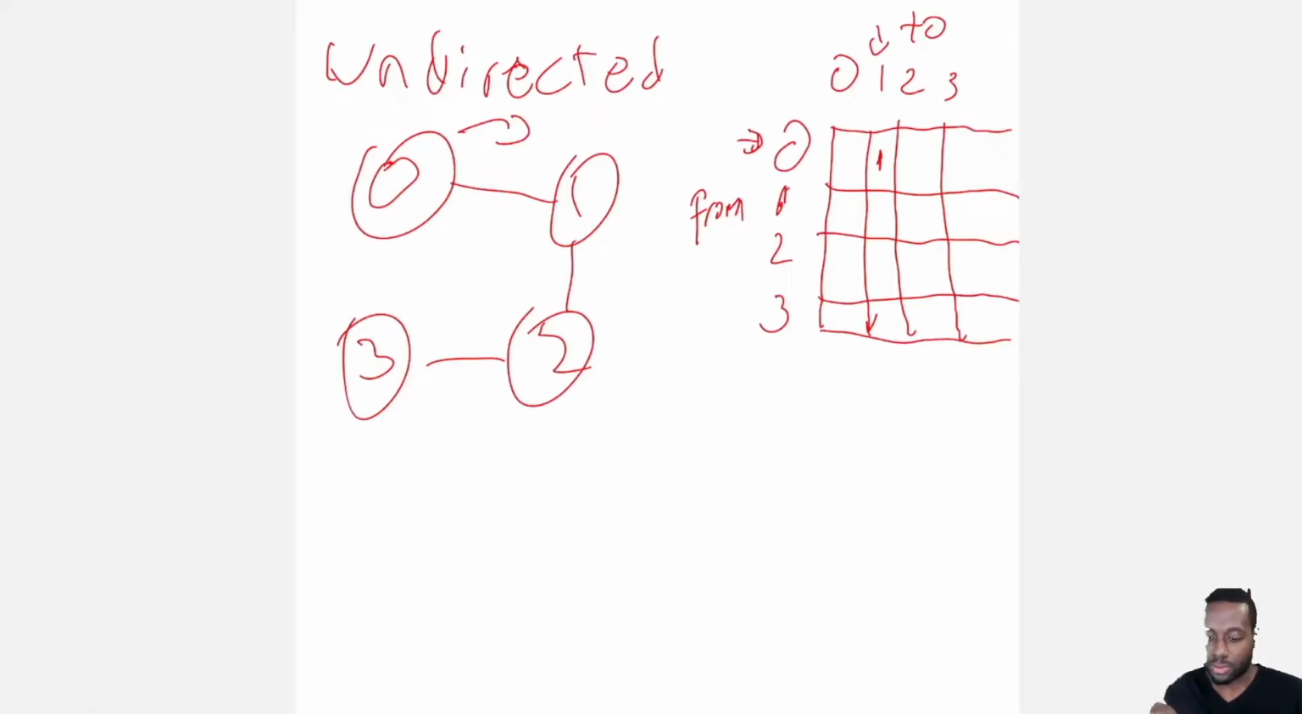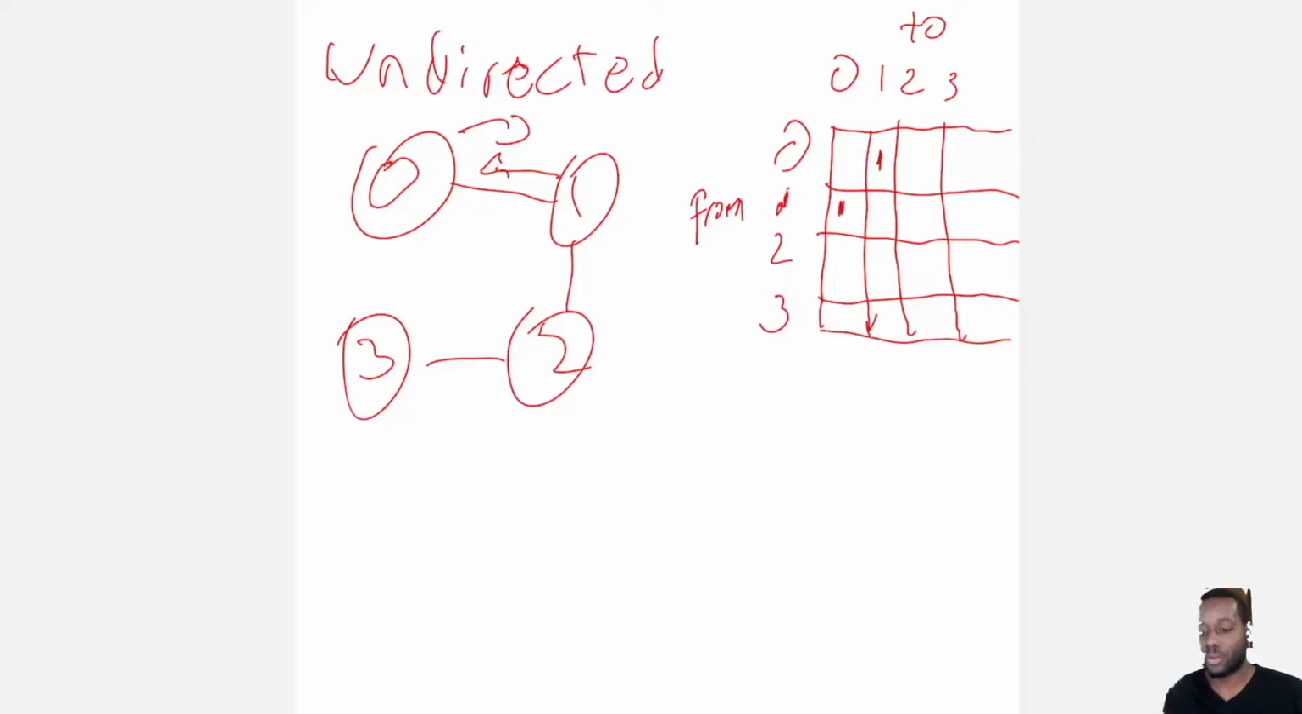Just like that, we keep doing that. Make sure we also show that we can go from 1 to 0. You can show that connection as well. So we do row 1 and then column 0, and we put a 1 there. So we've taken care of that edge, and we're good on that.